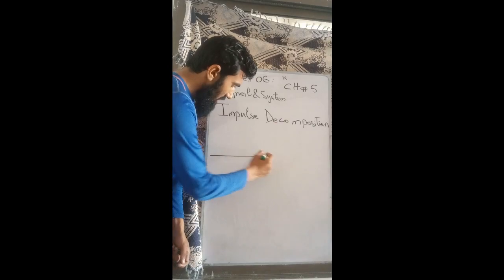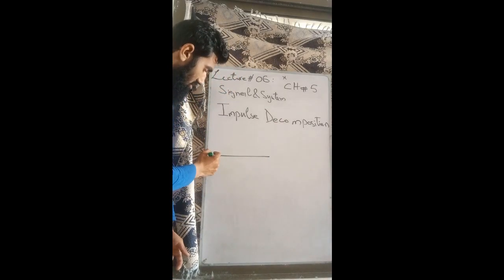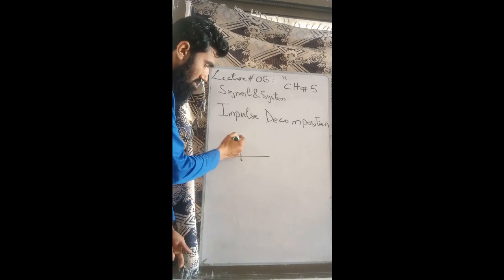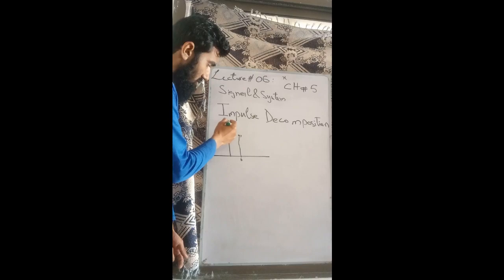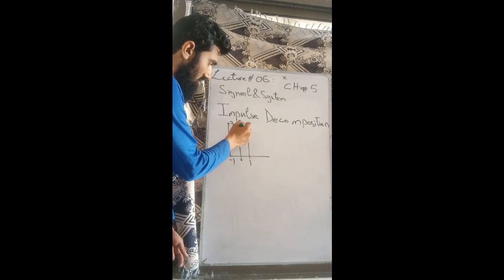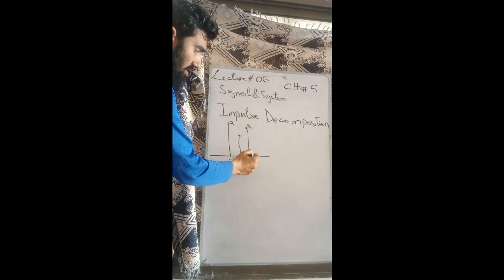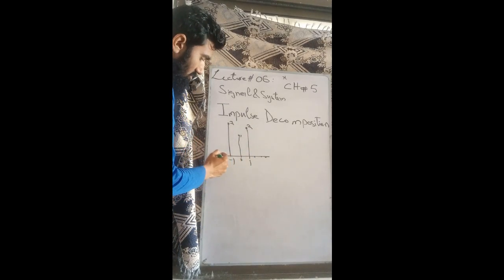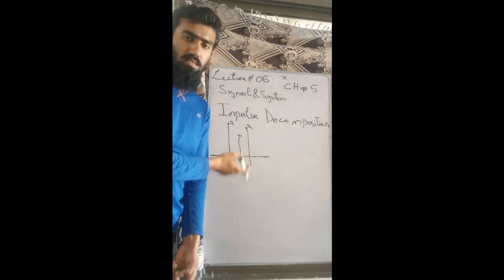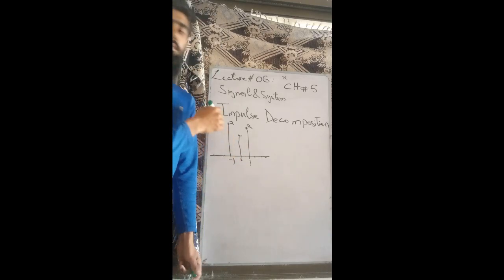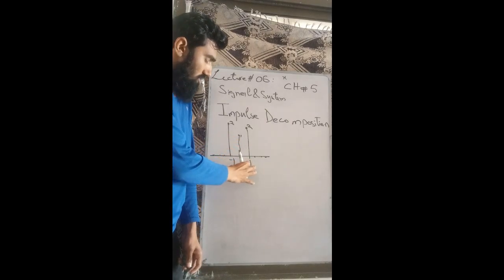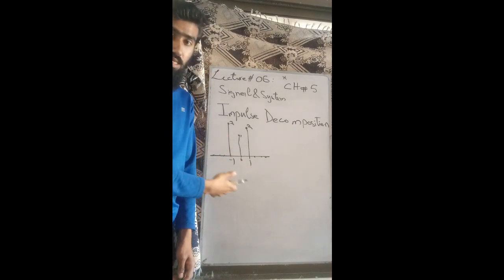Let's suppose I have a discrete signal. This is my zero index value, and it is 1 at 0, it is 2 at -1, and at 2 it is 2, and the other values are 0. This is not really a complex signal, it is just an example. I am saying that this is some complex signal. So we can decompose this signal into simpler signals.